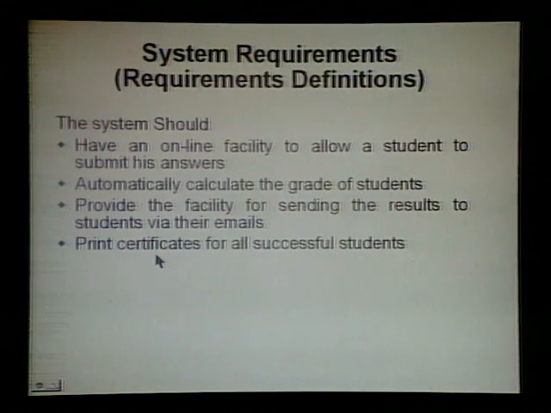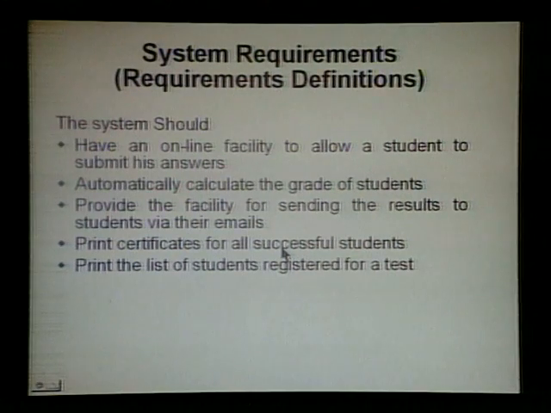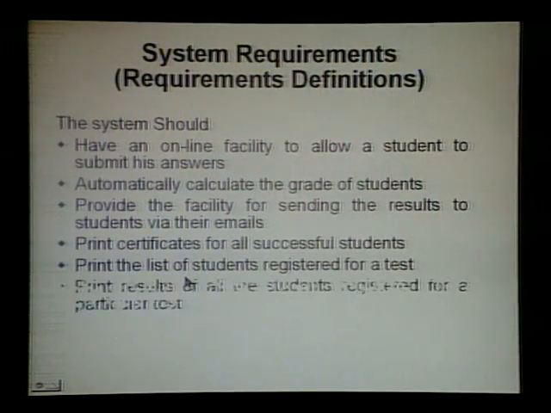The system should print certificates for all successful students. It should be also capable of printing the list of students registered for a test. The system should be able to print results of all the students registered for a particular test.